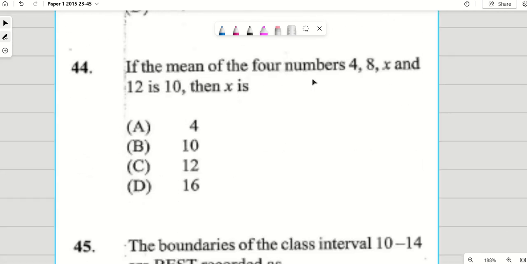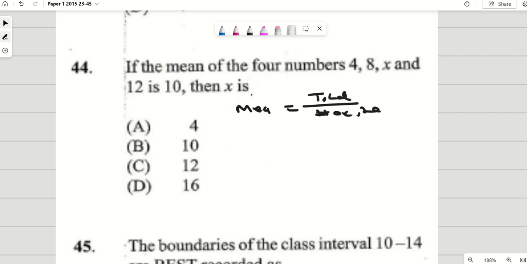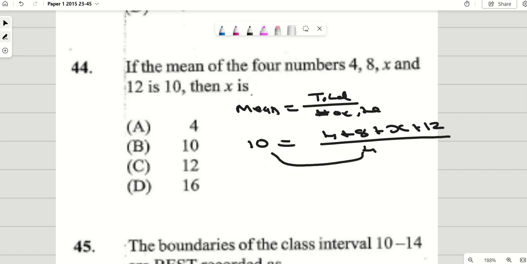This question: if the mean of the 4 numbers 4, 8, x, and 12 is 10, then x is. So first off, they said the mean of the 4 scores, 4, 8, x, and 12 is 10. We know mean is equal to your total divided by the number of items. They told you that your mean is 10, so 10 is equal to 4 plus 8 plus x plus 12, all divided by 4. So first we're going to make x the subject, carry across 4 over the equal sign.